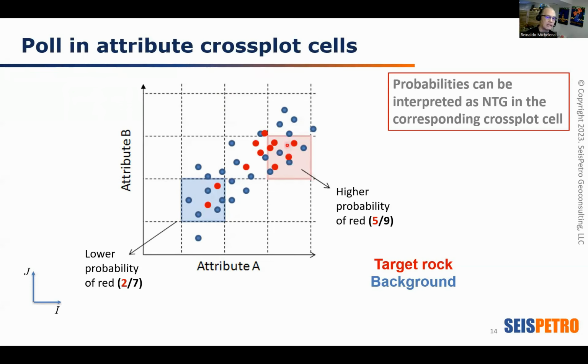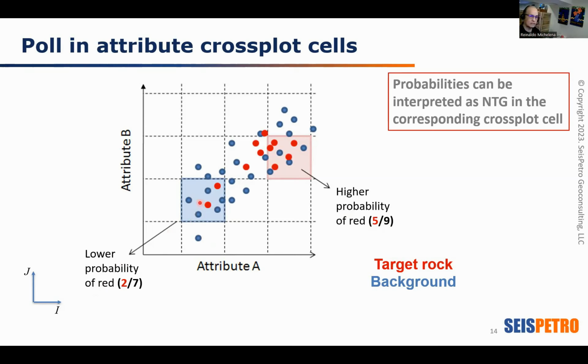And then we also count how many individuals answer yes to our questions, or how many individuals voted yes in this case, for the target rock. So in this cell, or in this state, 5 out of 9 individuals voted for target rock. In this other cell or state, 2 out of 7 voted for target rock. So this is one of the pieces of information that we can extract.